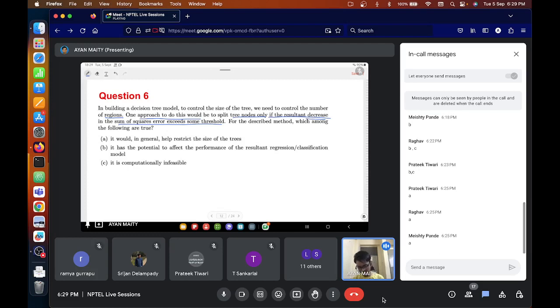So if we use this method to reduce the number of regions or the number of leaves in the decision tree, which of the following are true? Multiple options may be correct here.